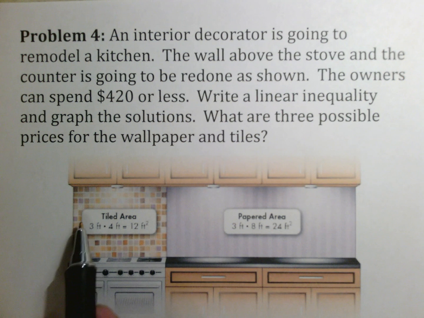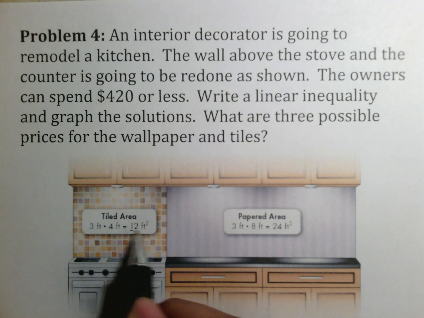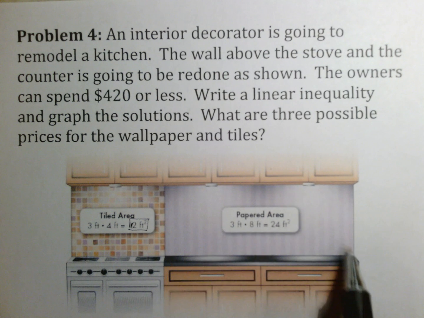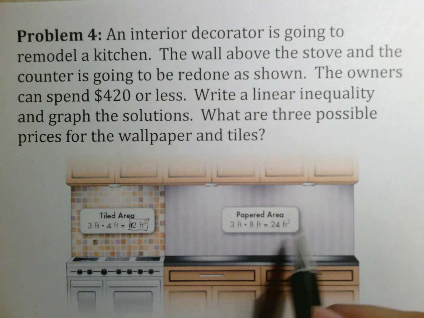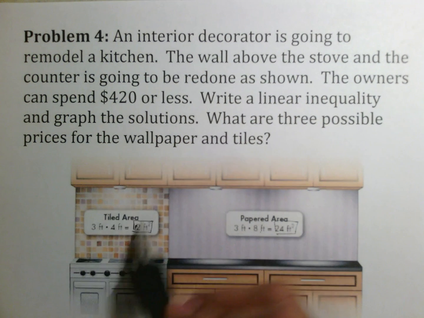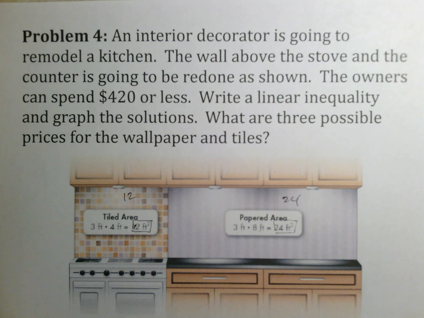Based off of what this shows, the tiled area is 3 feet by 4 feet, which means this is 12 square feet. So what they're telling me is that this takes up 12 square feet of space. The papered area is 3 feet by 8 feet, which is 24 square feet of space. So you're going to have to pay for 12 square feet of stuff here and 24 square feet of stuff here. We don't know the prices, so we're going to let X represent the price of the tiled area, and we're going to let Y equal the price of the papered area.